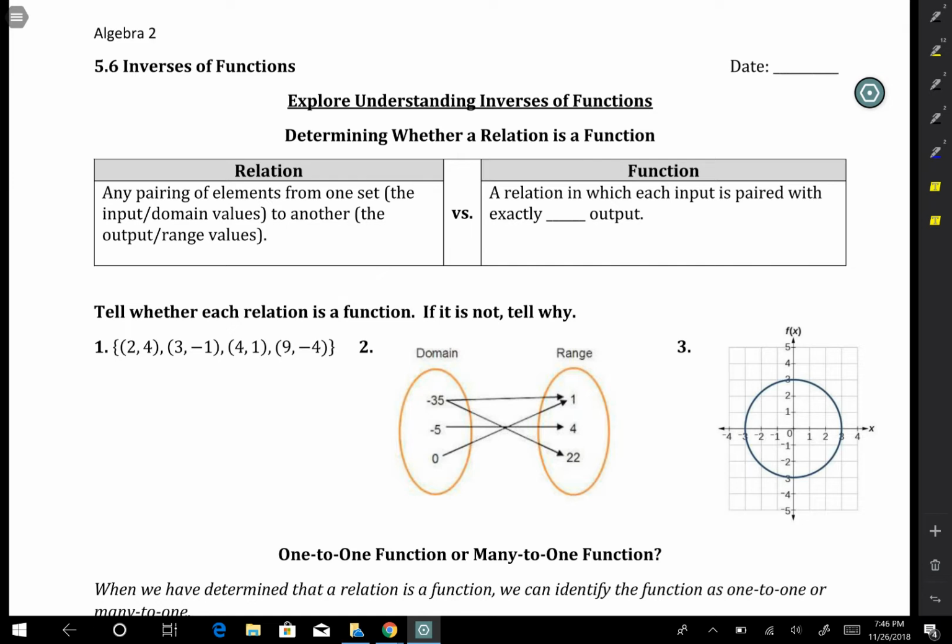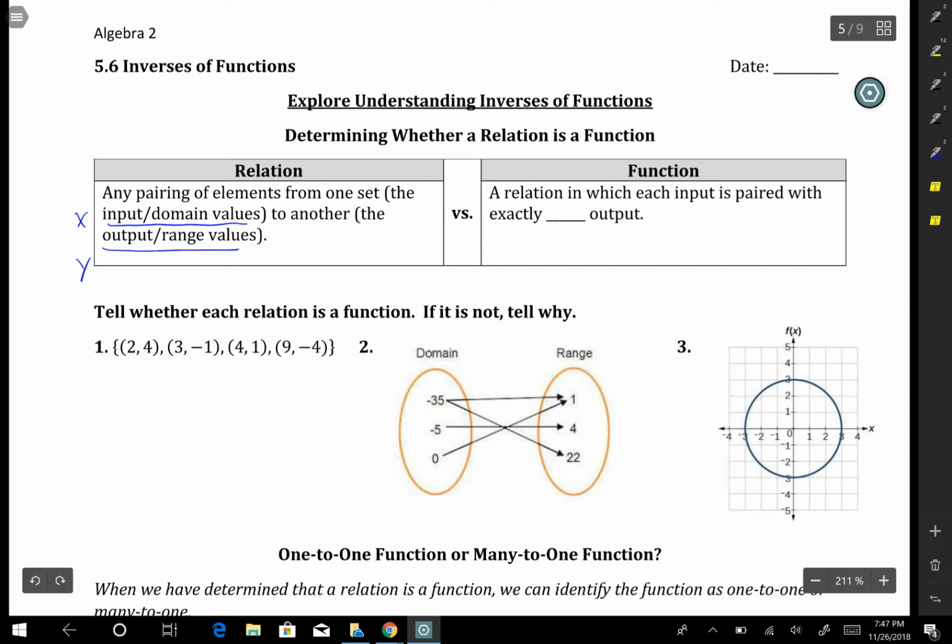First, we should know how to determine whether a relation is a function. You guys have done this before. In math, a relation is any pairing of elements from one set, the input, the domain values, to another, the output or the range values. Remember, usually when we talk about input and domain, we're talking about x values, and when we talk about output and range values, that's your y values.